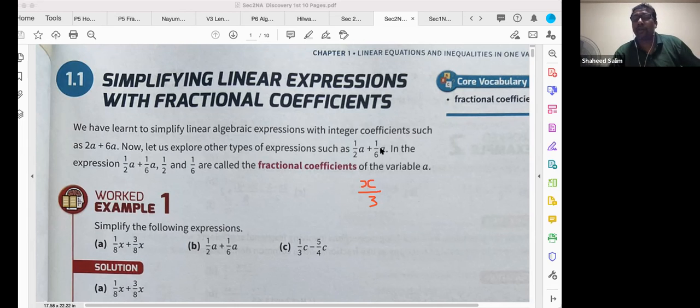Okay, what is the coefficient of x/3? Come on. What is the number in front? See, there's no number in front. There is a number in front. You can write it in a different way. Come.